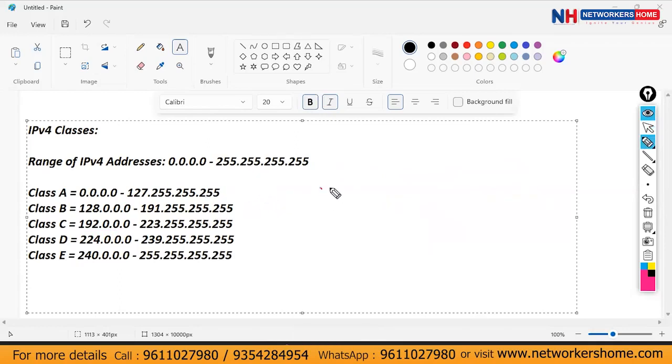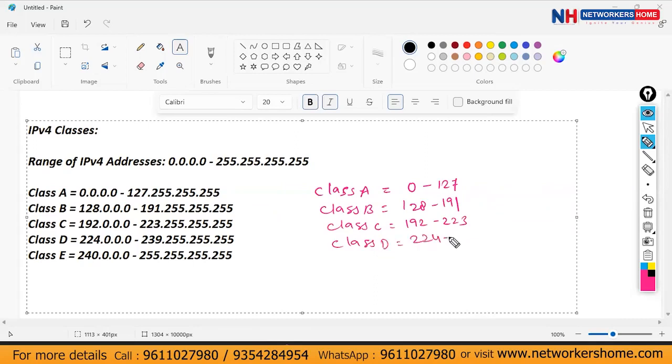And when we are looking at the first octet only, we can make the calculation shorter. In case of class A, if the first octet value ranges between 0 to 127, it is class A. For class B, the first octet value should be 128 to 191. For class C, 192 to 223. For class D, 224 to 239. And for class E, 240 to 255. Now this makes the calculation easier.